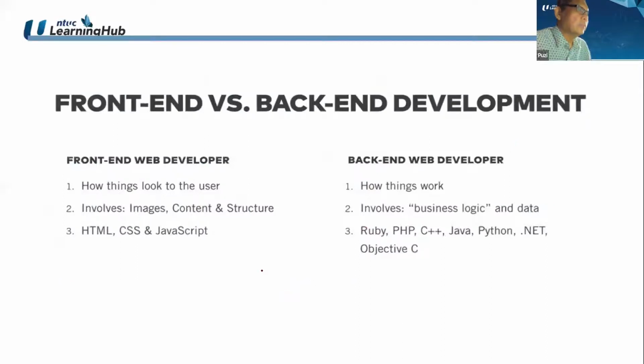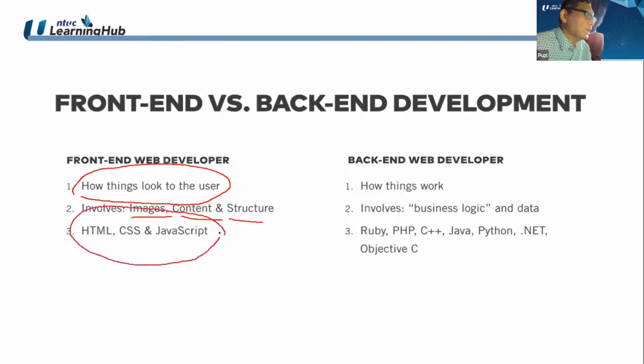Most Java developers are divided into two parts. One is what we call the front-end web developer, and the other is the back-end developer. For the front end, they are more at the user level, looking at how things look from the user perspective. They work mostly on images, content, and structure, and they use languages like HTML5, CSS, and JavaScript.